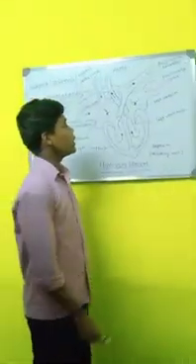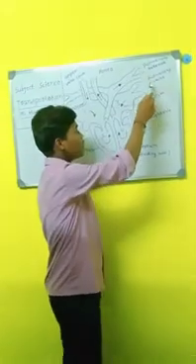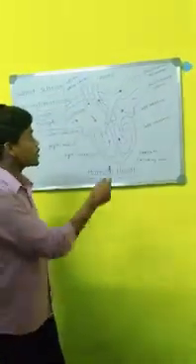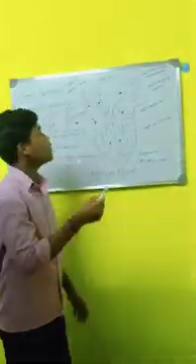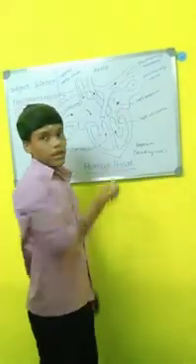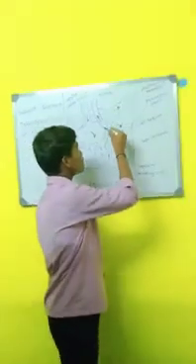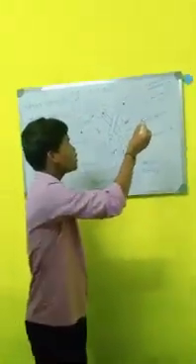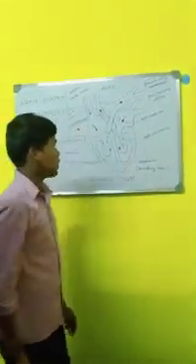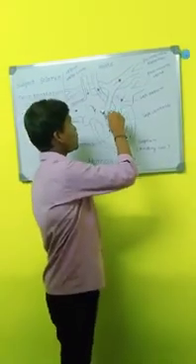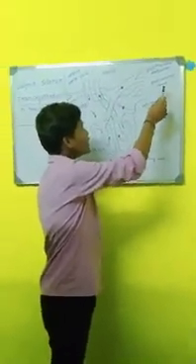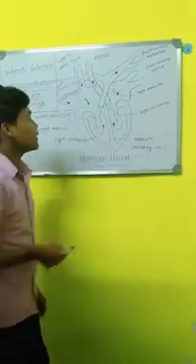Next question, differentiate between arteries and veins. This question can be asked in examination. There are mainly four differences between arteries and veins. Arteries transport the deoxygenated blood. Veins transport the oxygenated blood. Arteries transport blood away from the heart. Veins transport blood towards the heart.